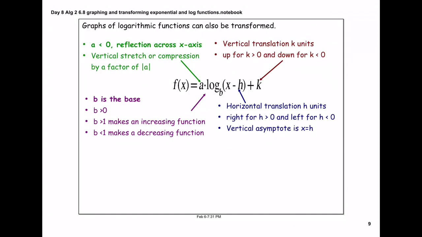We graph logarithmic functions using the same transformations that we've used previously. Our a reflects over our x-axis. Our h translates left to right. Our k translates up and down. And our b, which is the base, determines if it's going to be increasing or decreasing.